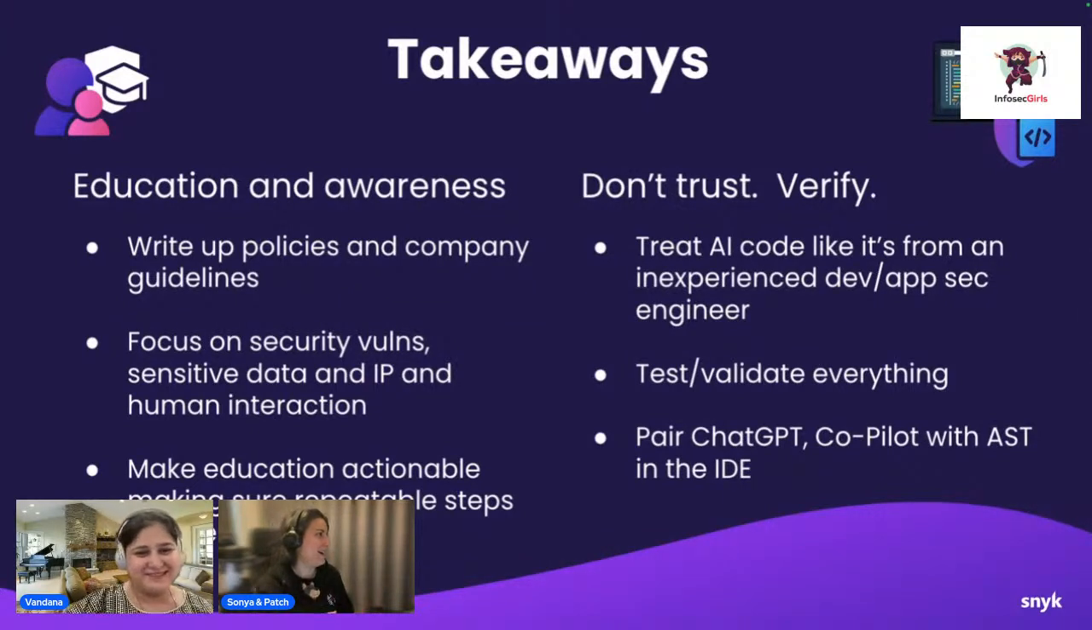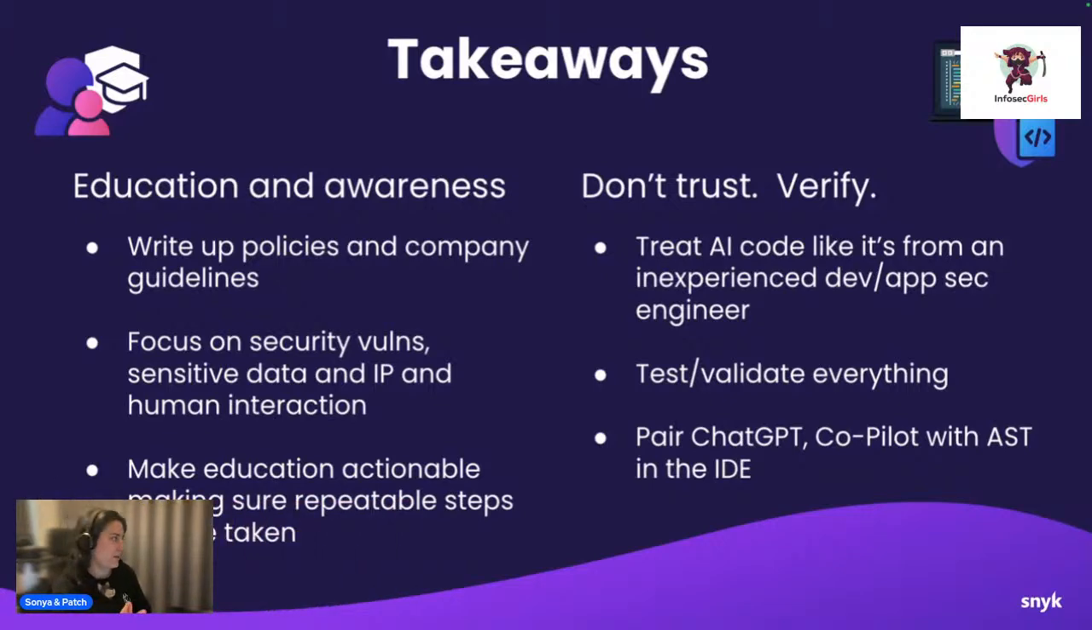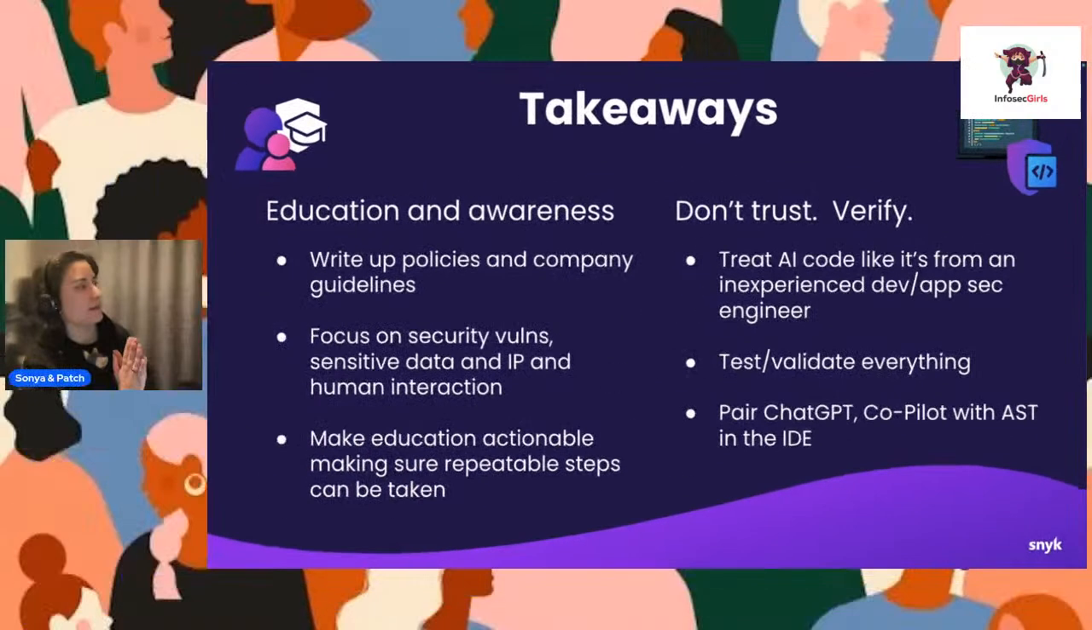So, takeaways, two things: education awareness and don't trust, verify. So the first thing, education awareness. Make sure that you do write up policies and company guidelines. This is really important. This goes back to what I was talking about around shadow AI. Just make sure that you do have a list of accepted or vetted AI tools that you're enabling your employees and developers to use.